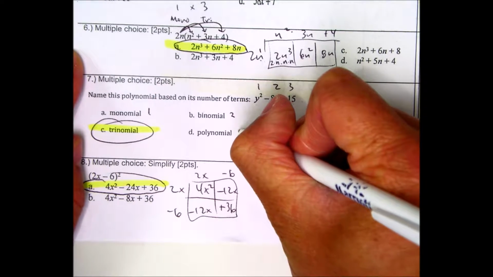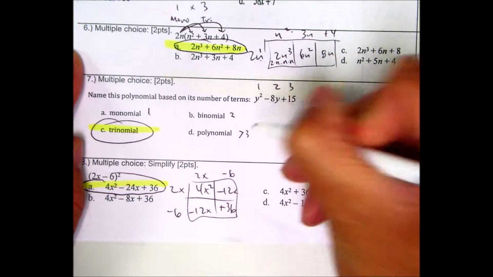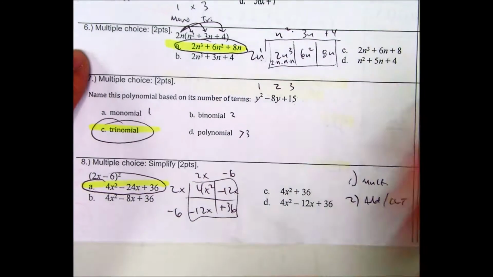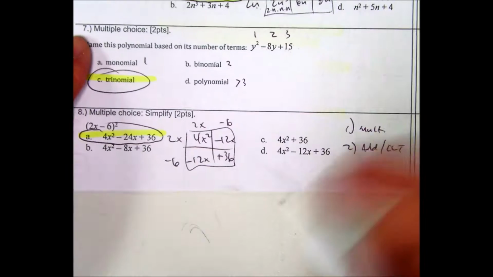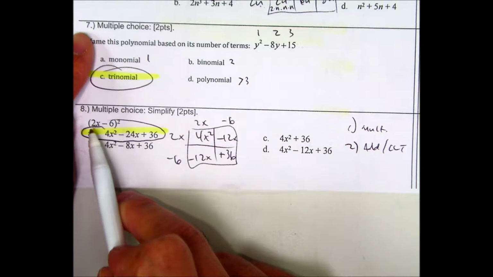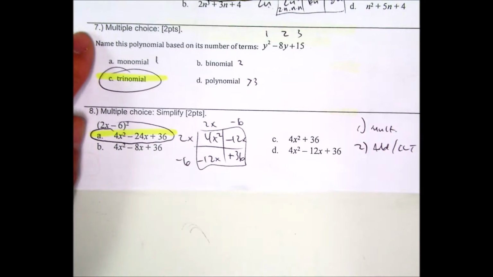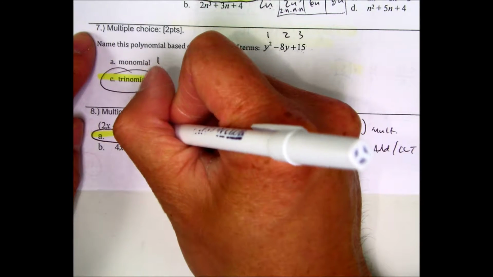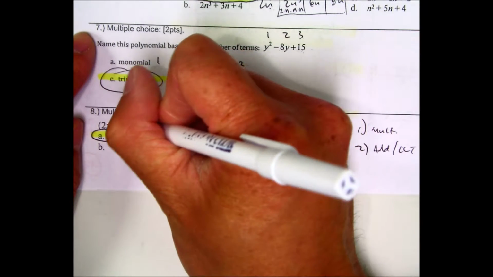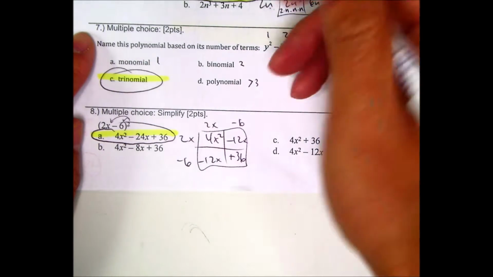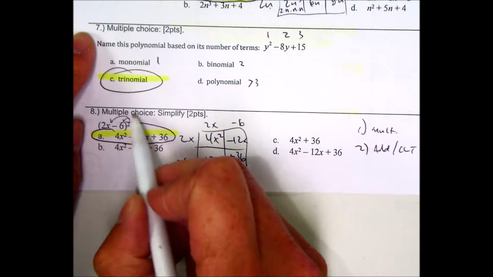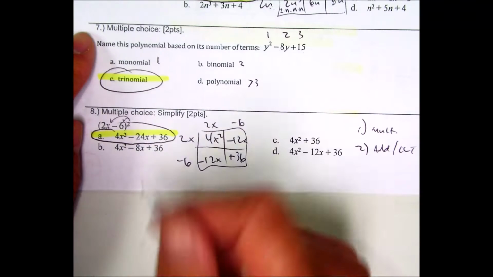A polynomial is one that has greater than 3, so 4, 5, 10. Question number 8, simplify. I have 2x minus 6 squared, so I will show you the common mistake, totally wrong. They try to take this 2 and distribute it, so there's a couple of things students might think. 4x minus 12, totally wrong.